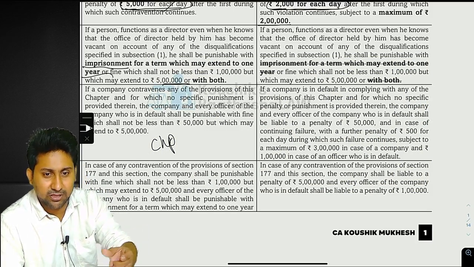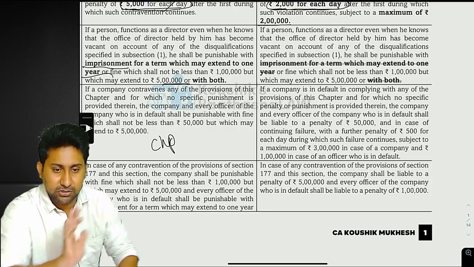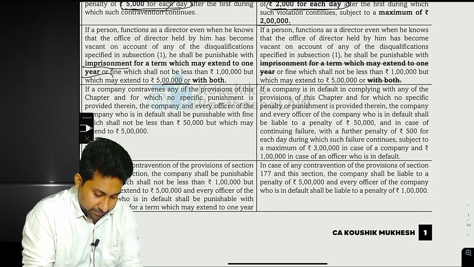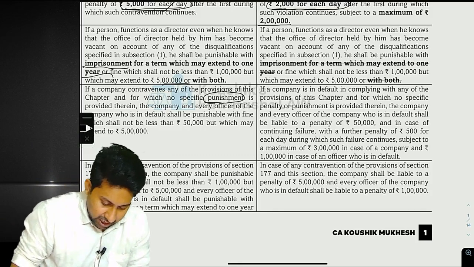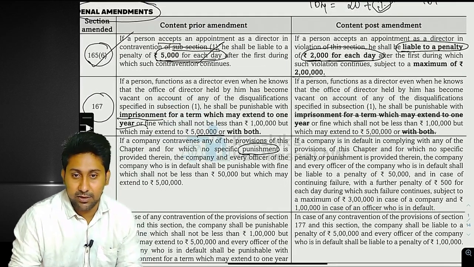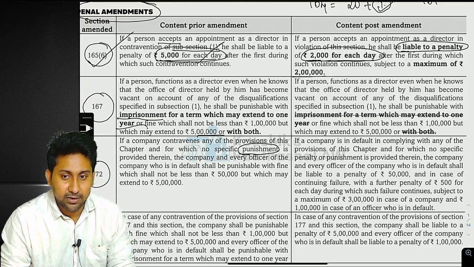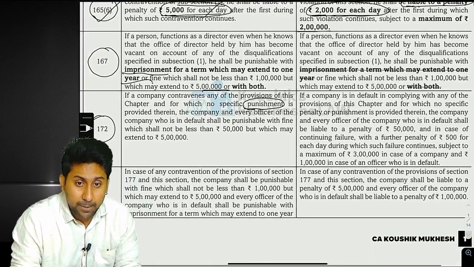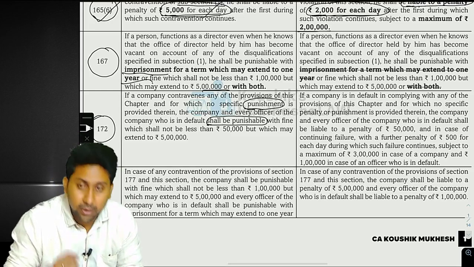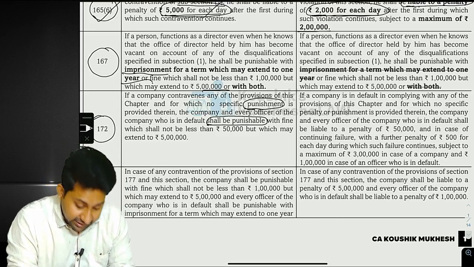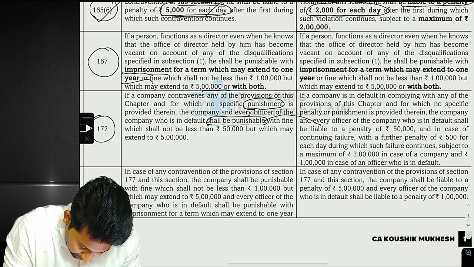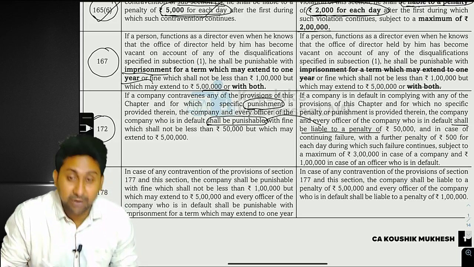In normal classes I can explain all these things, but I can't waste so much time, so I will explain to some extent. Offenses will always carry punishment. If you observe here, it says "shall be liable to a penalty," and here, "shall be punishable." I think everyone now understands the difference. "Shall be punishable" has now shifted to "shall be liable to a penalty."